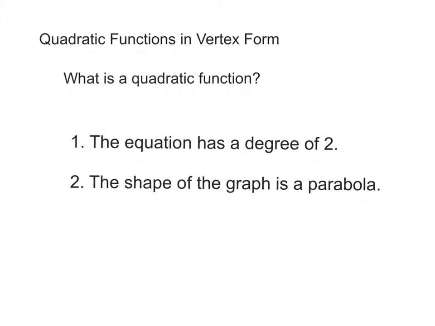The equation has a degree of 2, which means the equation has an x squared. And the shape of the graph is a parabola, so it has that vertex and opening. Could be upside down, but that basic shape. That's what a quadratic function is. So when you look at a graph, you know it's quadratic because it makes that shape. When you look at the equation, you know it's quadratic because it has an x squared in it.